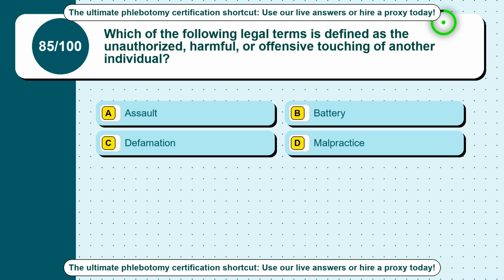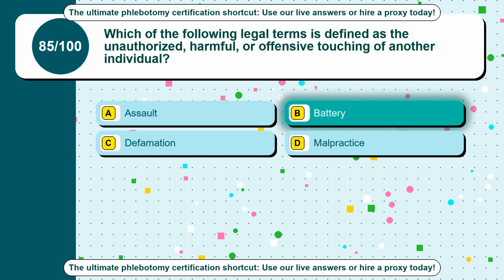Question 85. Which of the following legal terms is defined as the unauthorized, harmful, or offensive touching of another individual? Option A. Assault. Option B. Battery. Option C. Defamation. Option D. Malpractice. The correct answer is option B.